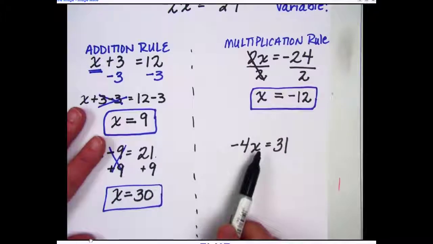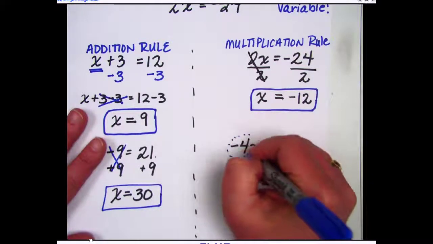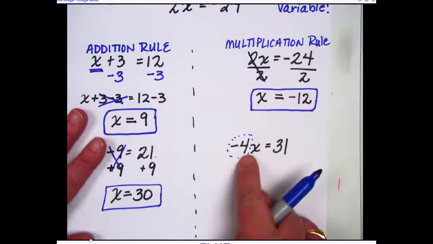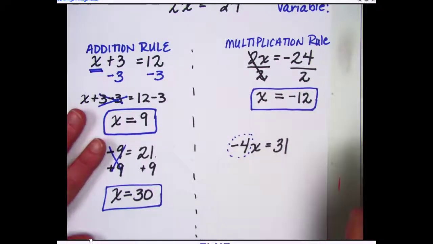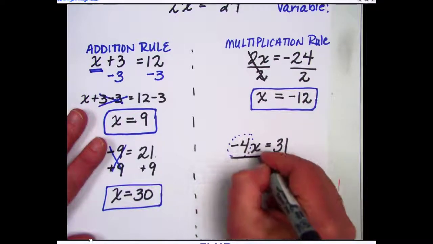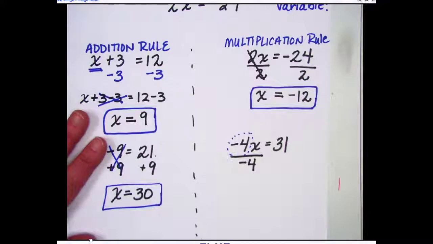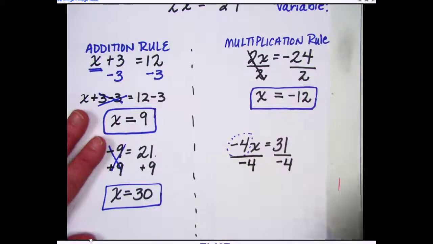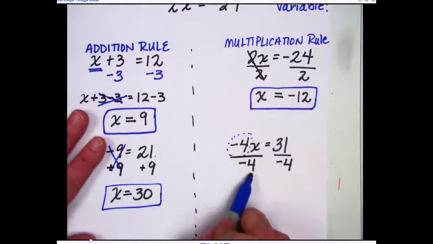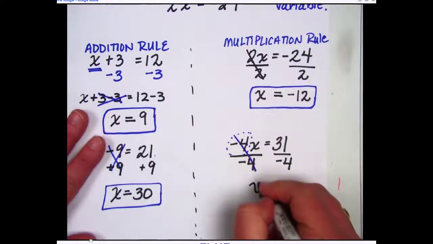We have another example. Again, I want to get rid of this number out front. I know that I'm currently multiplying x by negative 4. So the way we undo multiplication is through division. So I'm just going to divide by that negative 4. Whatever I do on one side, I have to do on the other. If I have the exact same number over itself, it goes to 1. So that leaves me a 1x.